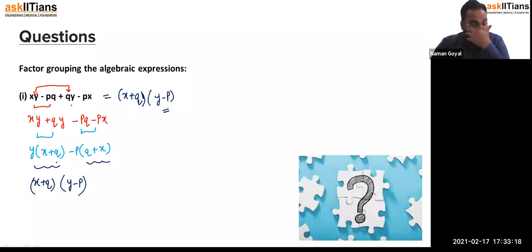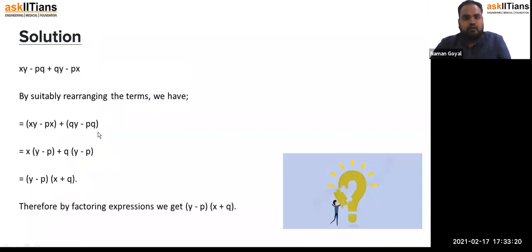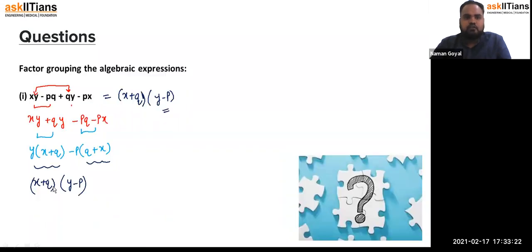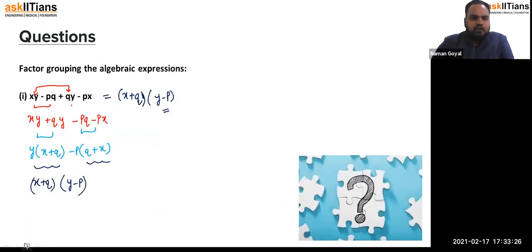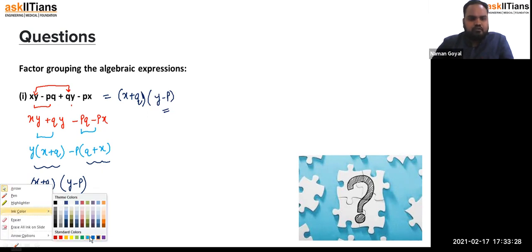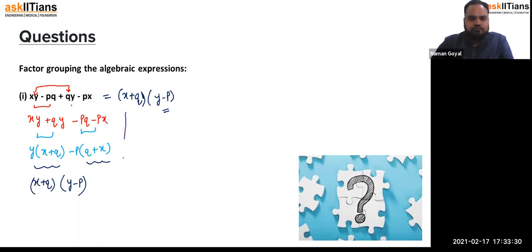Is there any doubt? I think you got the concept of how we do this. We got the same answer, y minus p into x plus q. Either way, you can group these two terms also. Let me show you another method of how to do this again. See what we have.